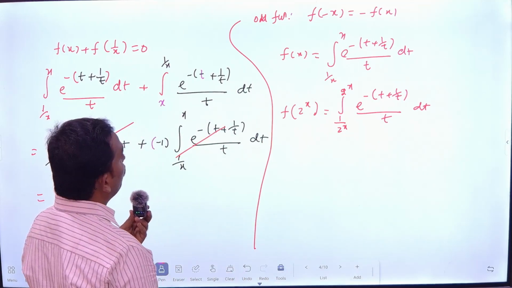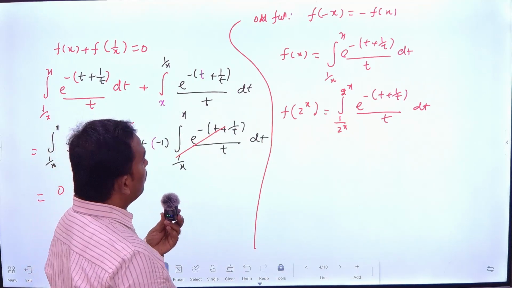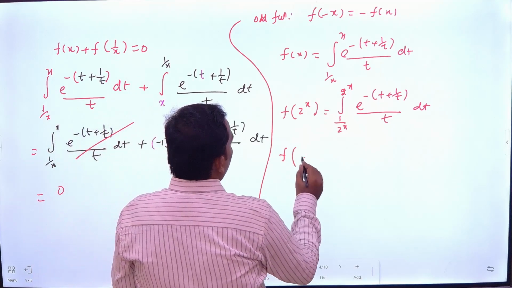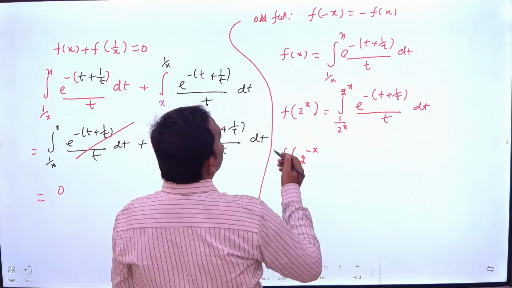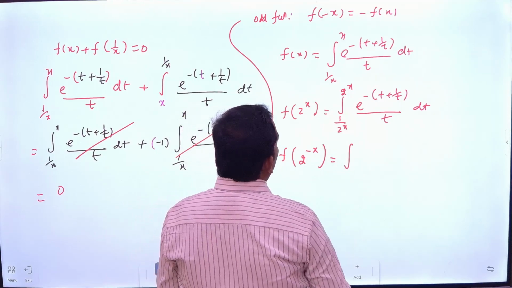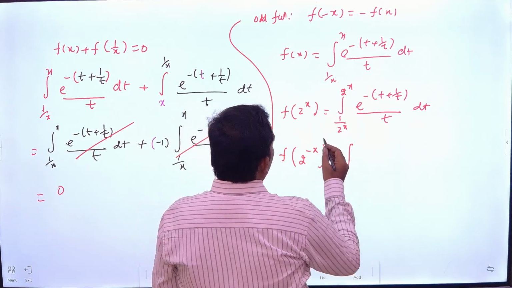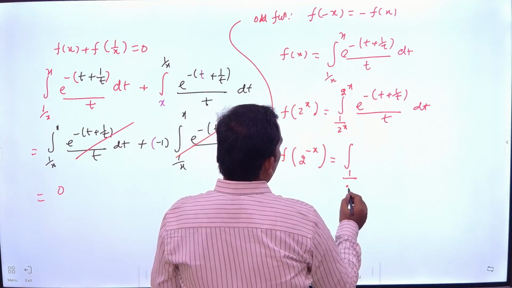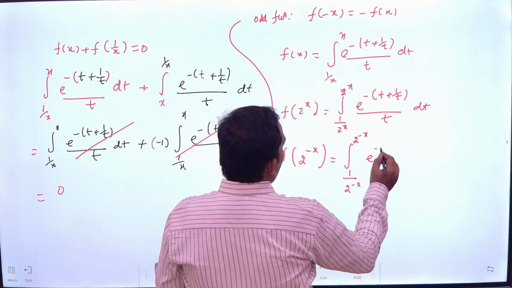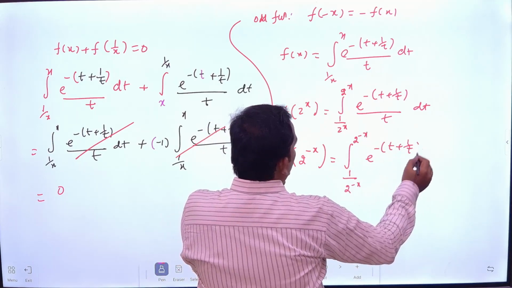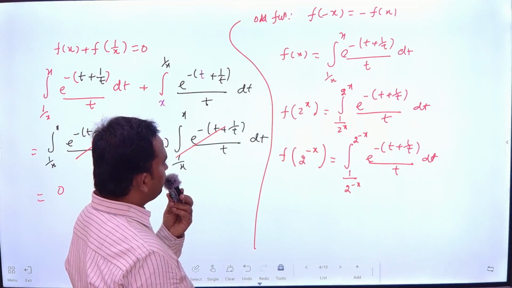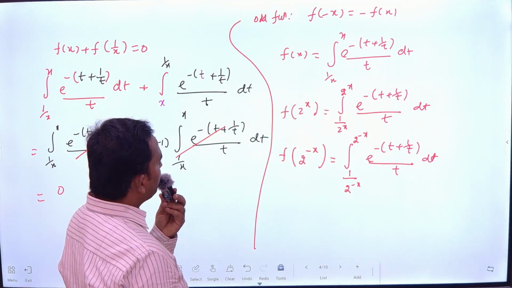Okay, now you have to replace x by minus x, right? Just replace it. So 2 power minus x, right? Understood? So just replace here. What will we get? 1 by 2 power minus x, 2 power minus x, e power minus t plus 1 by t divided by t dt. Clear? Okay, fine. So you can add these two things.